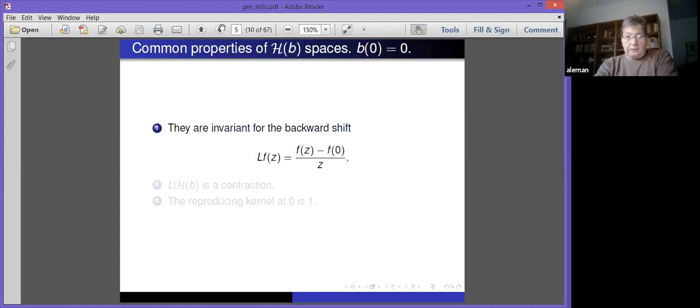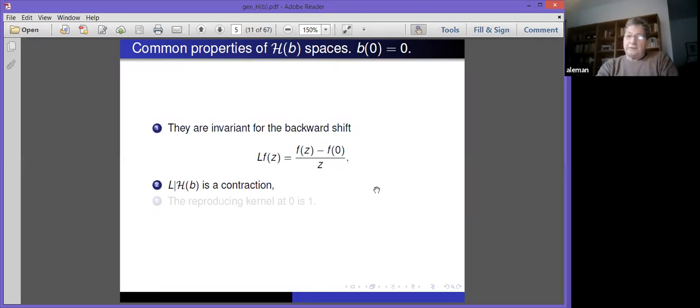More than that, this L is a contraction. And finally, I assume that B of 0 is 0. I will assume it all throughout the talk. We can do the other case as well, but it's much easier for me to assume this.